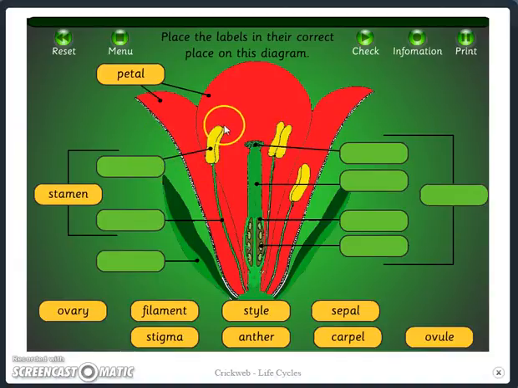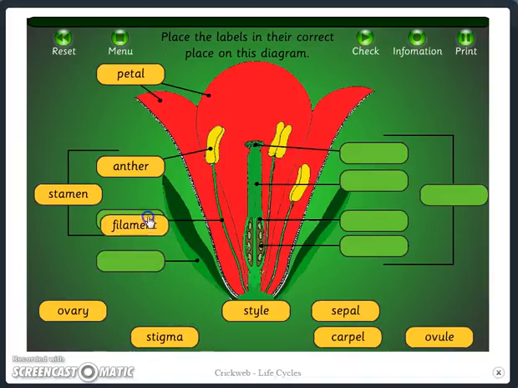Okay, so these two pieces here are the male parts of the flower. What do we call this part right here? That would be the anther. And the piece that supports the anther is known as the filament.